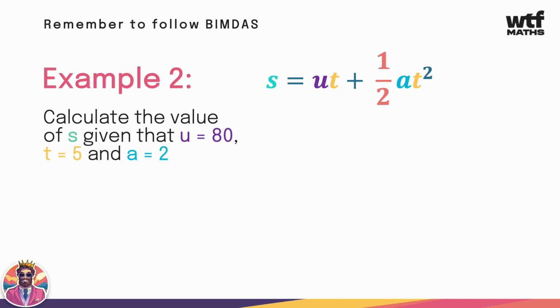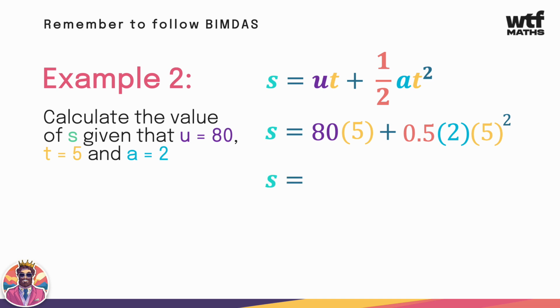Okay, so for this next example, it's a little trickier. We've got more going on. So calculate the value of S given that U is 80, T is 5, and A is 2. So let's get started with this formula. First of all, S equals, we know that U is 80, and I'm going to put T in brackets just like this. So I'm going to write 5 here, so that's 80 times 5 because it was U times T. Plus half, I'm just going to write it as a decimal to make it easier to read, times 2, because that's what A was, and then we're timesing by 5 again, squared.